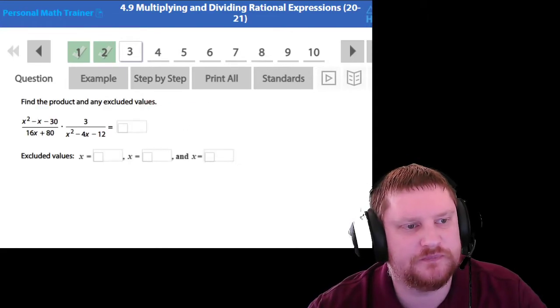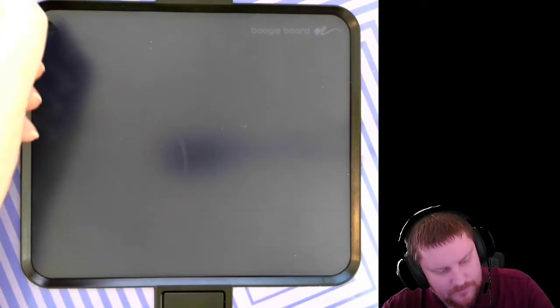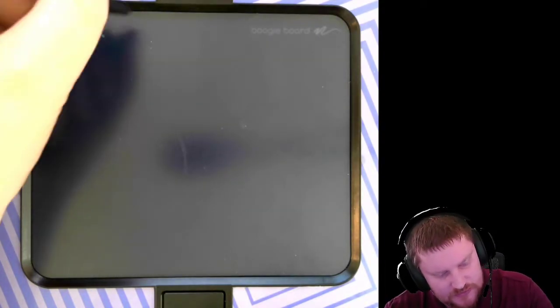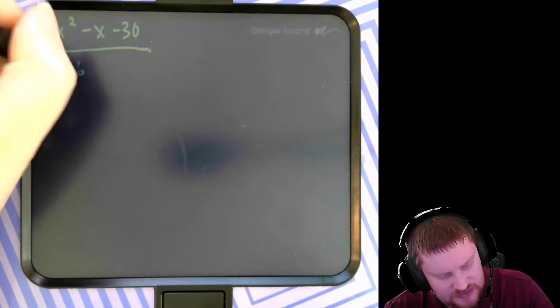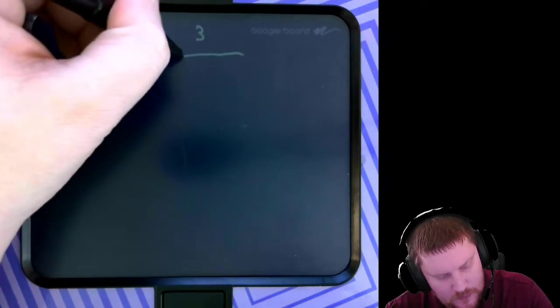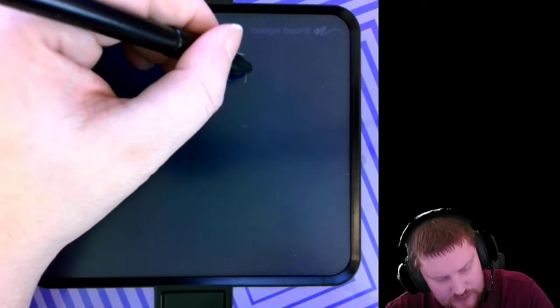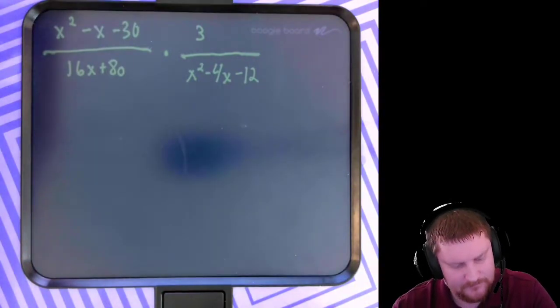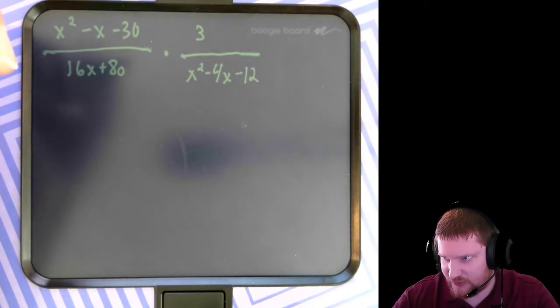Alright, number 3. Well, this has some big numbers, doesn't it? Alright. x squared minus x minus 30 over 16x plus 80 times 3 over x squared minus 4x minus 12. Alright, looks like we're going to have 3 excluded values, so we'll have to remember that as we get towards the end.